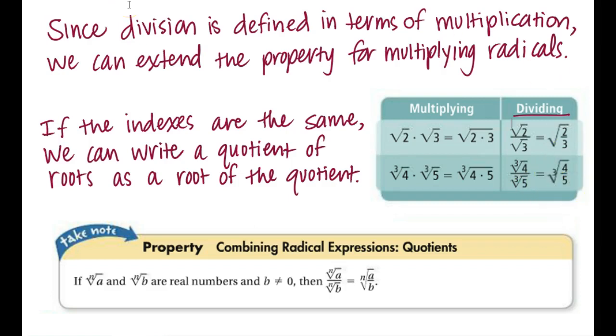The take note box below generalizes this idea, and this idea is dealing with combining radical expressions, specifically using division or quotients. If we have the nth root of a and the nth root of b, and those are real numbers, and b is not equal to 0, then we can write the nth root of a divided by the nth root of b as the nth root of a divided by b. So remember, the indexes, or the little number in the top left-hand corner in front of the radical, must be the same in order to use this property.